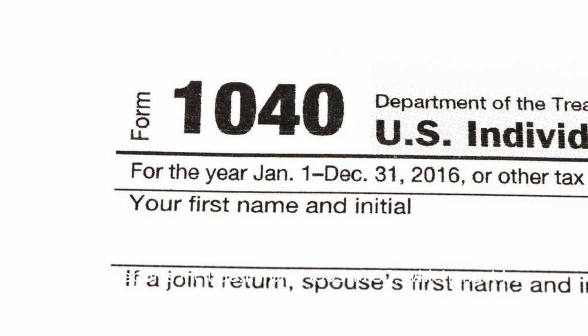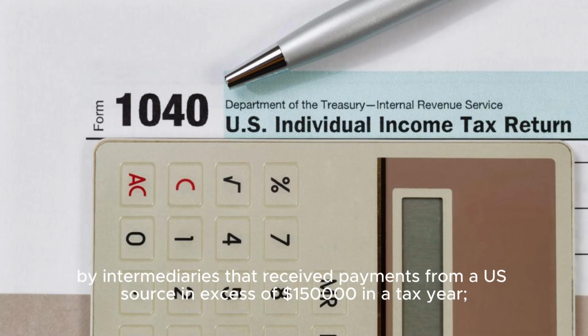1. Form 1099-MISC, which must be filed by intermediaries that received payments from a source in excess of $150,000 in a tax year.